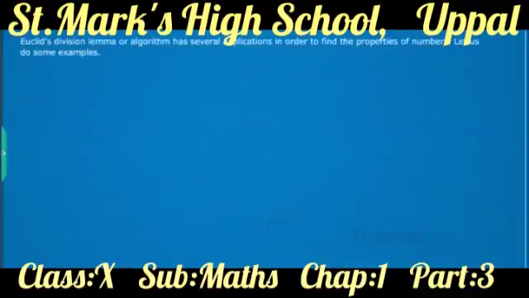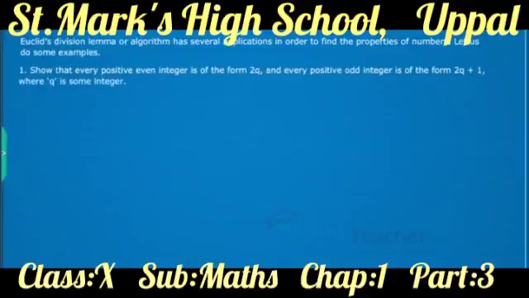Euclid's division lemma or algorithm has several applications in order to find the properties of numbers. Let us do some examples. Show that every positive even integer is of the form 2q and every positive odd integer is of the form 2q plus 1, where q is some integer.